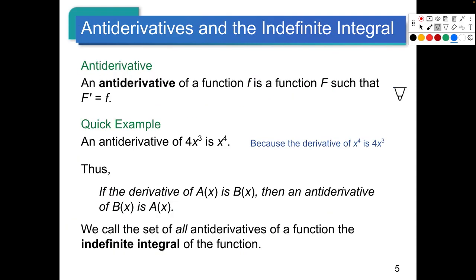This is just vocabulary and notation. I don't try to understand it too clearly, but an antiderivative of a function f is the big F such that the derivative of big F is little f. I don't know, it kind of confused me, but we start with the derivative. The antiderivative is getting back to the original function. Okay, that's all it is.